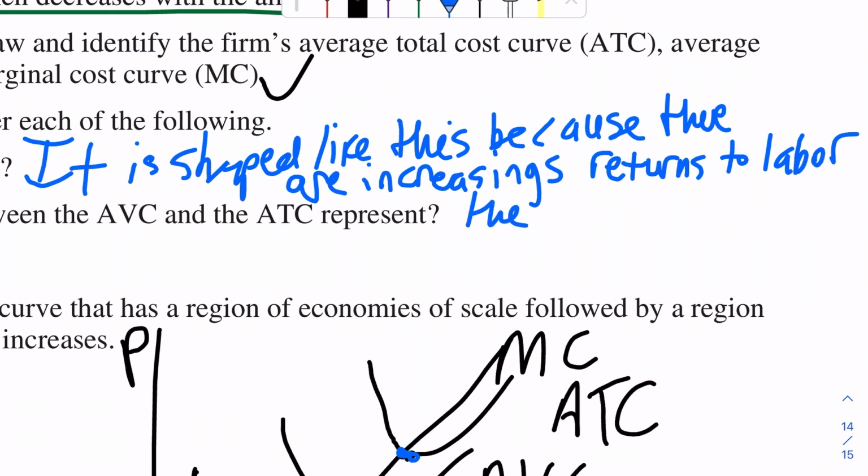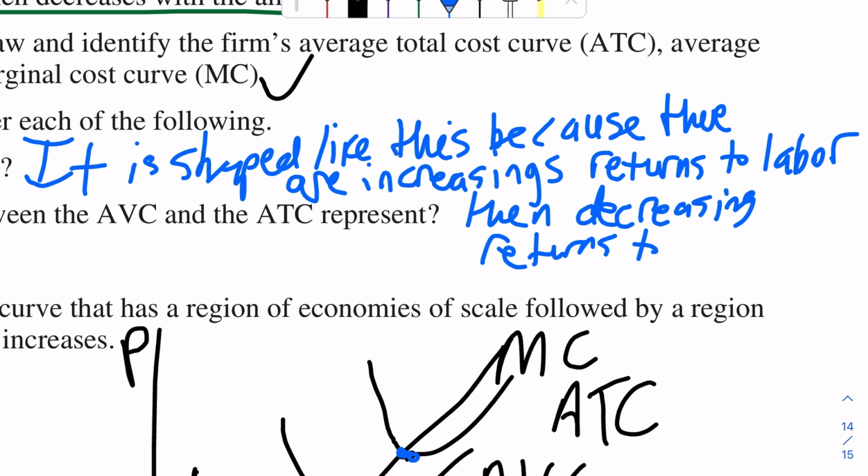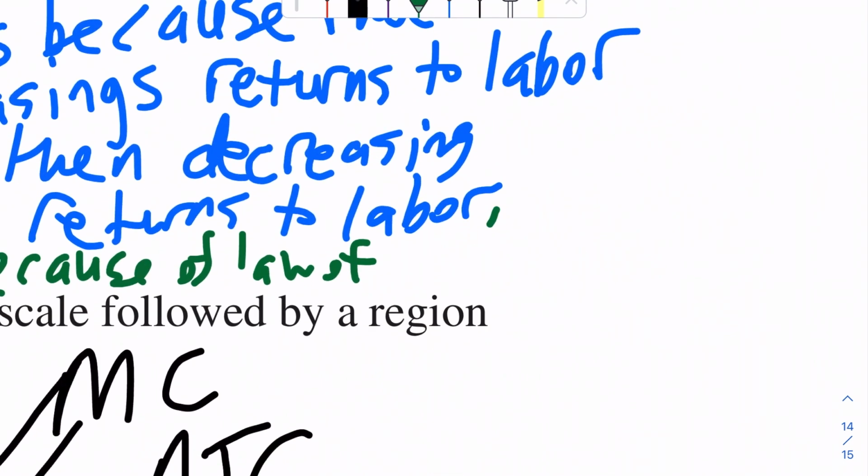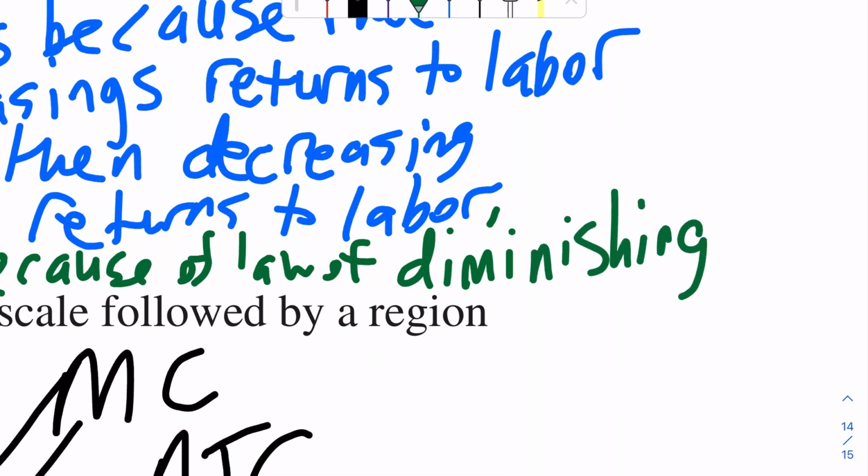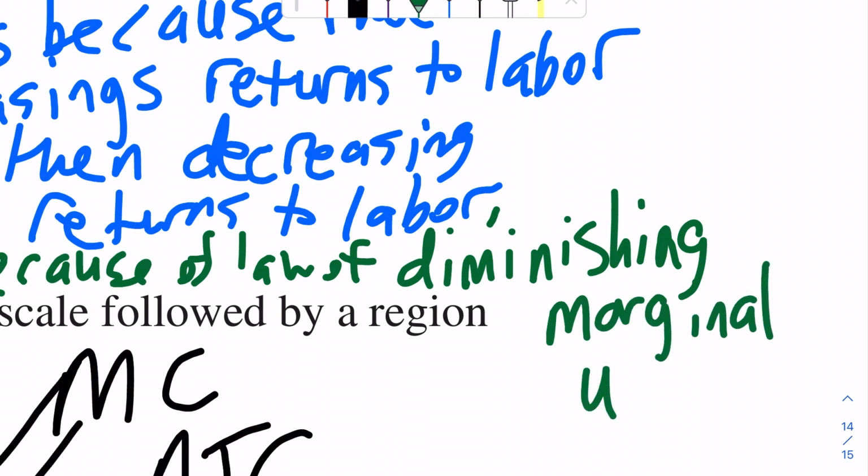then decreasing returns to labor. So you could say that, or because of the law of diminishing marginal returns. Either way. So you can either do the blue or the green. In your head, you're probably thinking, I'll do the green.